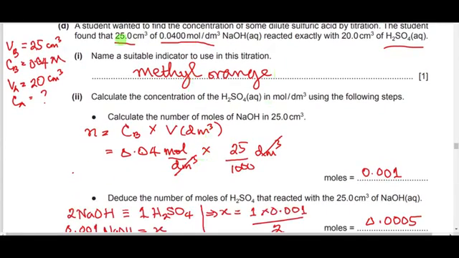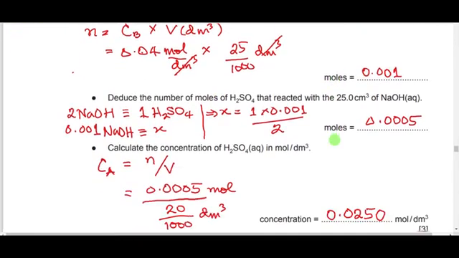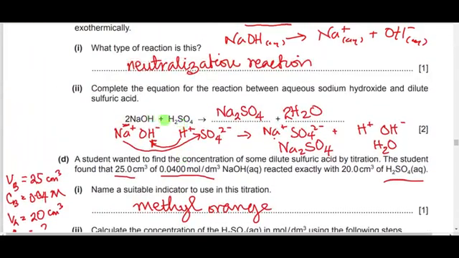And its volume is 25 cm cube, and we convert it to dm cube by dividing by 1000 cm cube make 1 dm cube. So if we evaluate that, we get 0.001 mole. Then from here, we are told to deduce the number of moles of H2SO4 that reacted with the 25 cm cube of the base. Now we can only do this using the mole ratio.